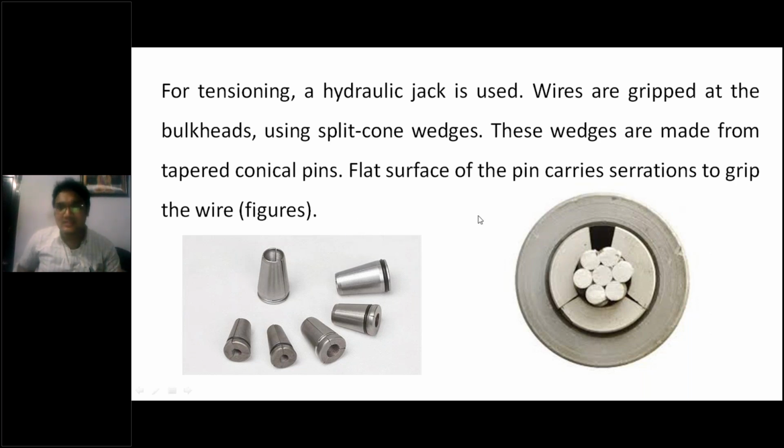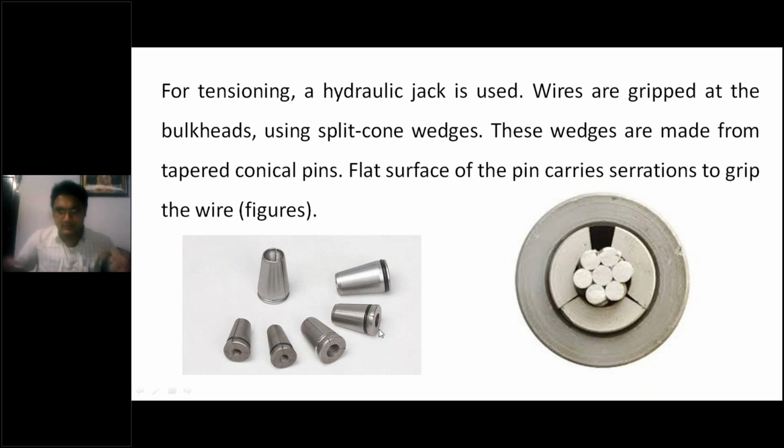The flat surface of the pin carries serrations to grip the wire. If you see the wedge clearly, inside the wedge the surface will be something like a thread. You can't expect the surface to be smooth here. You are seeing the wedge here, right? Outside the wedge the surface is very smooth. But if you see inside, the surface will be in the form of threading. When there is a thread, what happens? It can hold the wire firmly, right? It can hold the wire very strongly. So that is the reason why the flat surface of the pin carries serrations to grip the wire.